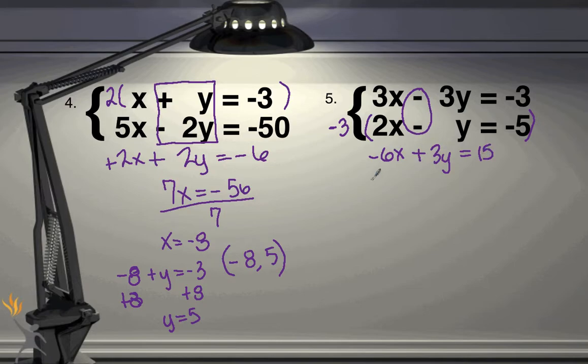So now I've got my equation. I'm going to go ahead and rewrite the other one down below, just so that it helps me see what I'm adding together.